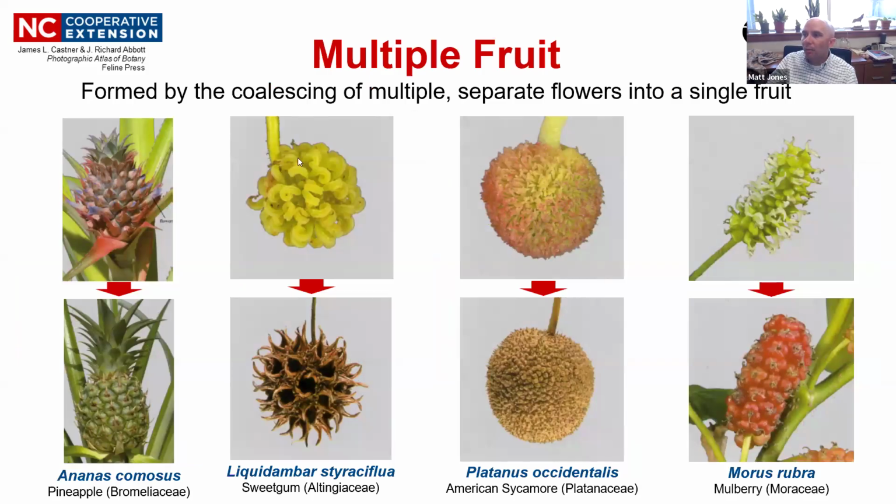And then multiple fruits are where you have separate flowers that fuse together into a single mass of fruit. The classic example is pineapple, fused together into one big unit. Here are the individual flowers, and they fuse into one giant delicious fruit. But other more relatable examples might be sweet gum. These are actually separate flowers fused together into a single fruit structure where the seeds are released. Same thing with sycamore here, many separate ovaries fused into one single fruit. And likewise with mulberry, many separate pistils fused into a single fleshy fruit that leaves as one unit.